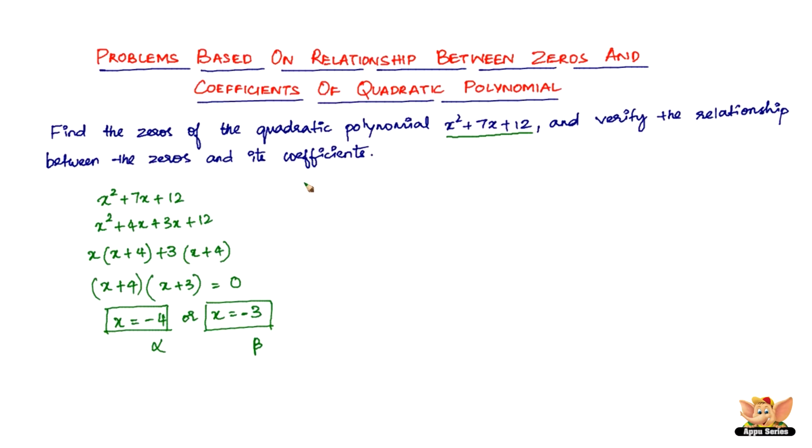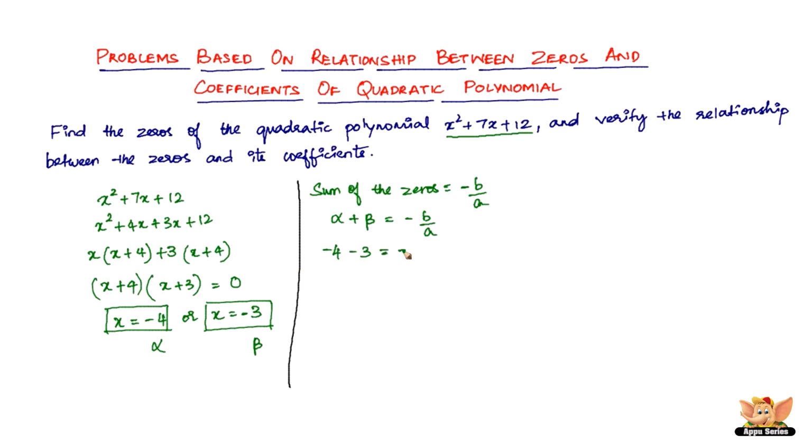The first relationship that we have is the sum of the zeros equal to minus b by a, right? So the sum of the zeros, alpha plus beta, should be equal to minus b by a. Let's see what alpha plus beta is. Alpha plus beta is minus 4 minus 3, which is equal to minus 7. Let's see what minus b by a is. Minus b is minus 7 and a is 1. So this is also minus 7. So minus 7 equals minus 7. Therefore, this is verified. The sum of the zeros is definitely equal to minus b by a.